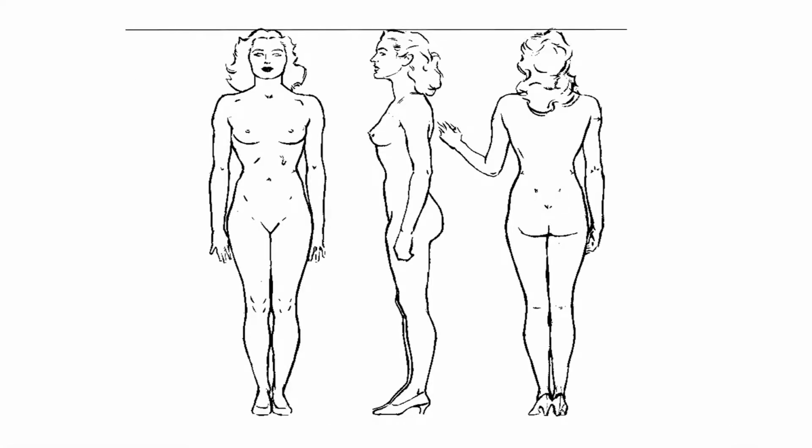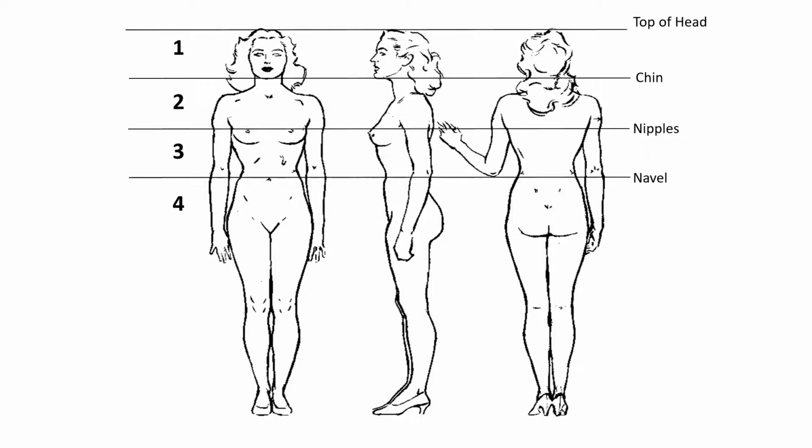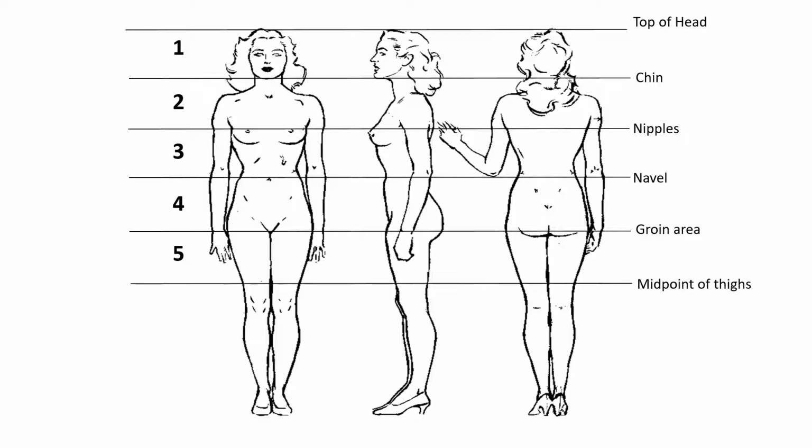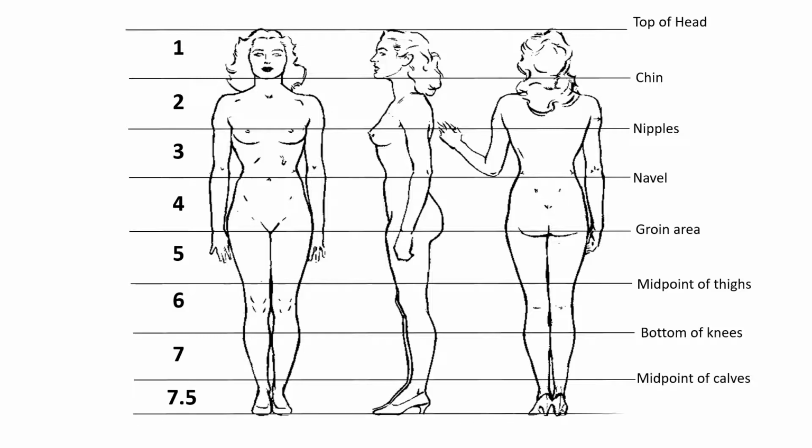The same measurement applies for a female figure. The only difference is that the midpoint of the calves and the bottom of the feet are shorter than the male figures. Let us see. So students, you can see the difference in the female figure, which is 7.5 head counts.